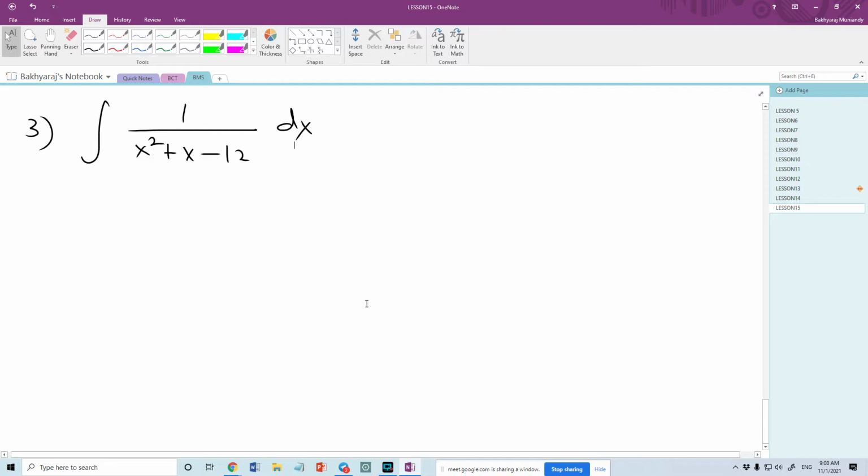Okay, kita sambung balik nombor 3. So integrate 1 over x square plus x minus 12 dx. Okay, the step that we need to do here is we need to use the calculator. Get the root. Masuk calculator, cari root dia. Because this time I don't give you the factor form. So you need to identify yourself. What is your A? What is your B? You kena cari sendiri. So you need to get the factor form.